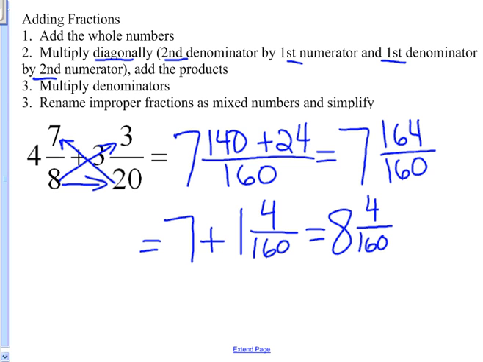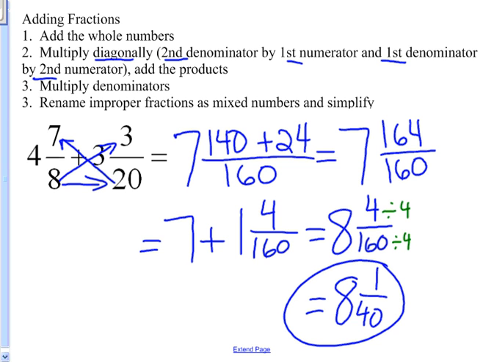This can be reduced. Both the numerator and the denominator can be divided by 4. You're going to see I get the same answer as in the previous problem, 8 and 1 40th. So this is another way of adding fractions. You can see in this method, we don't use the least common denominator. We're just using a common denominator between the two denominators. And we do sometimes tend to work with bigger numbers, but it's another method you could use to solve problems where you're adding fractions.